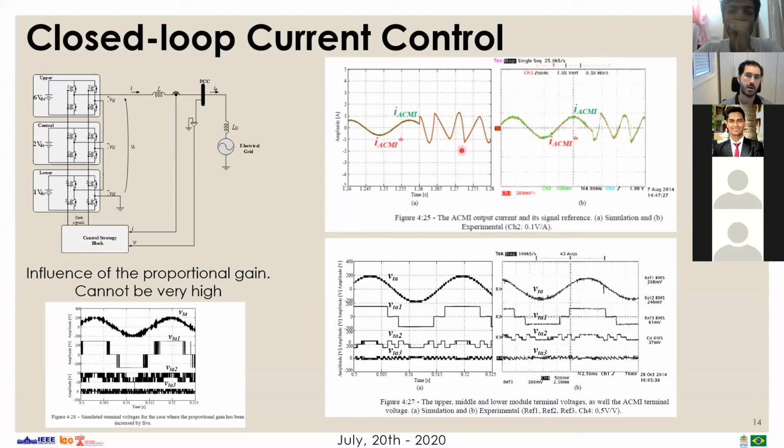I am talking about the steady state of the staircase waveform, the output voltage spectrum. Let me return here to where I am.